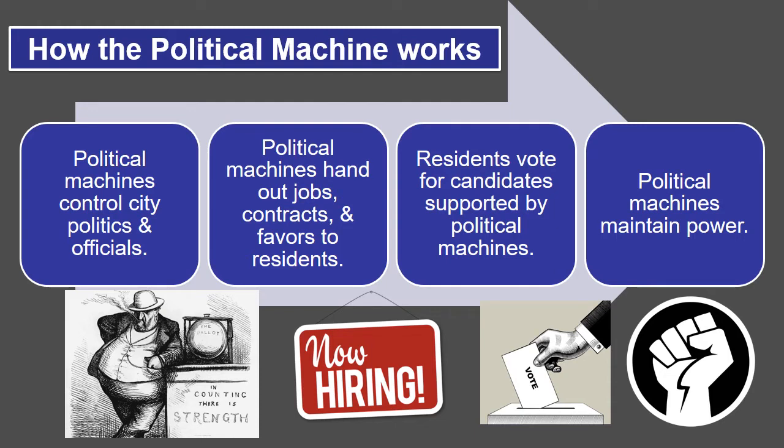This diagram further illustrates how political machines kept their power in the major cities of the United States during the Gilded Age. They controlled politics and officials. They handed out jobs, contracts, and favors. In exchange for this, residents would vote for the candidates supported by political machines, and therefore the political machines would maintain their power.